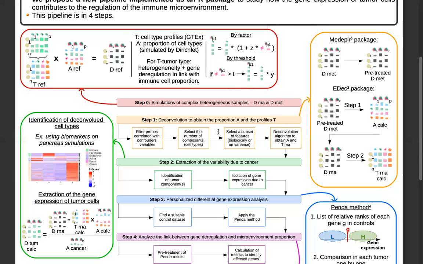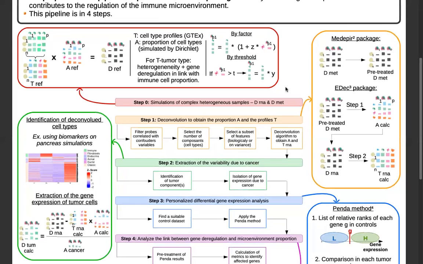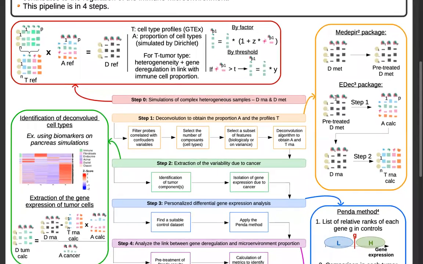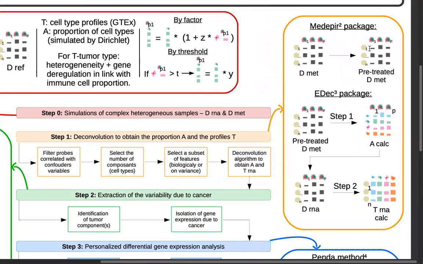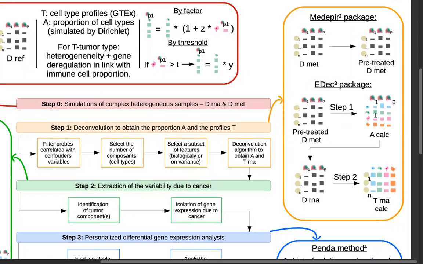The third step of the pipeline is to deconvolute the D matrix to obtain the proportion A and the profiles T. So for this step, we used MEDEPIR package for the pretreatment of data, and after the EDEC package. And EDEC is a reference-free deconvolution method based on non-negative matrix factorization. First, we obtain the A matrix from the methylation data, and then we obtain the profile of transcriptomic.